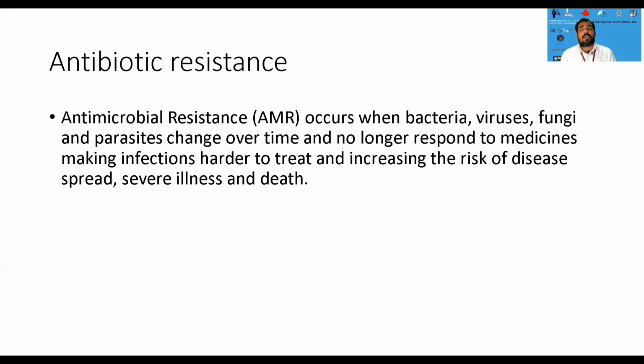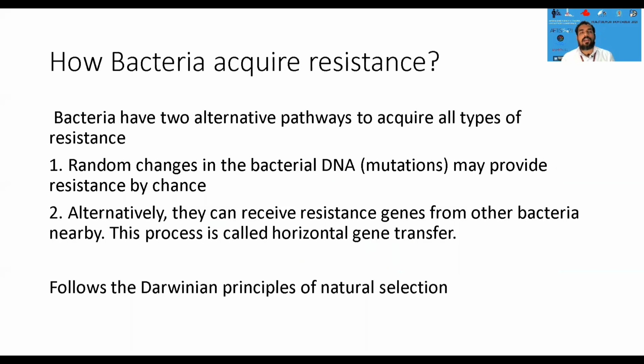So, antimicrobial resistance occurs when bacteria, viruses, fungi, and parasites change over time and no longer respond to medicines, making infections harder to treat and increasing the risk of disease spread, severe illness, and death. This is more like a definition of antibiotic resistance. We are a little slow to come to the definition, but nevertheless we have to tell it. How do bacteria acquire resistance? So now that is the question.